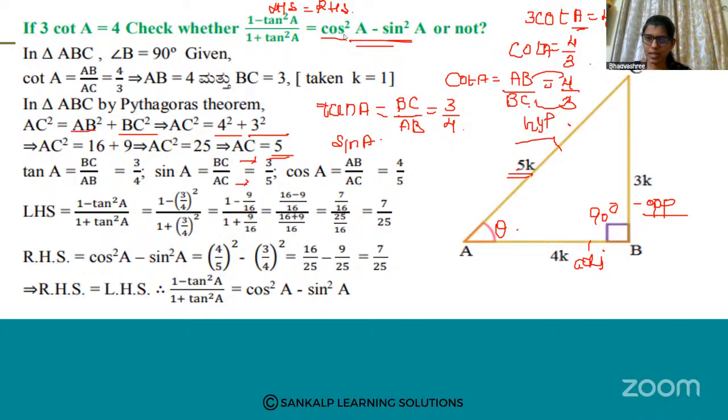Cos A, here cos A is there. So let us write the cos A value too. Cos A is adjacent divided by hypotenuse. AB divided by AC, right? AB value is 4, AC value is 5, right?